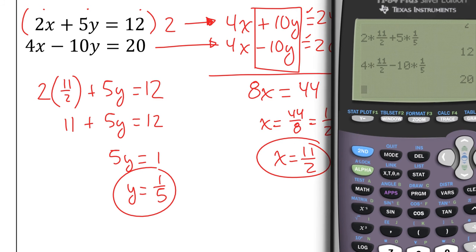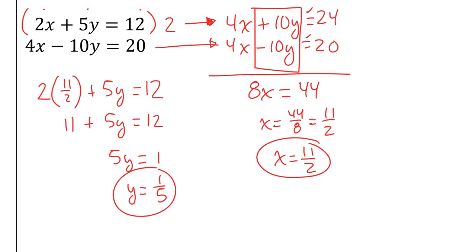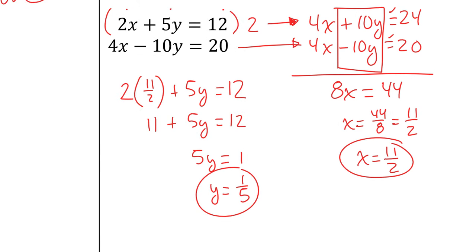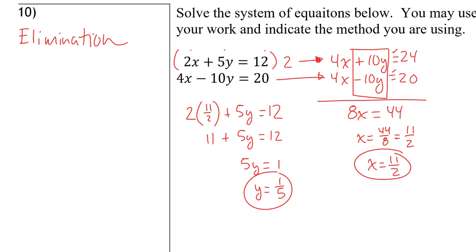So this is the solution. It worked. It made both of those equations true. So I'll write it down right here as an ordered pair. x is 11 halves and y is 1/5. That's the location where these two equations would meet if I graphed them. Not pretty, but certainly we've seen worse, right?